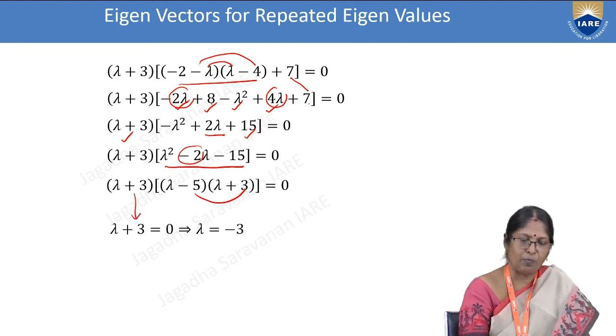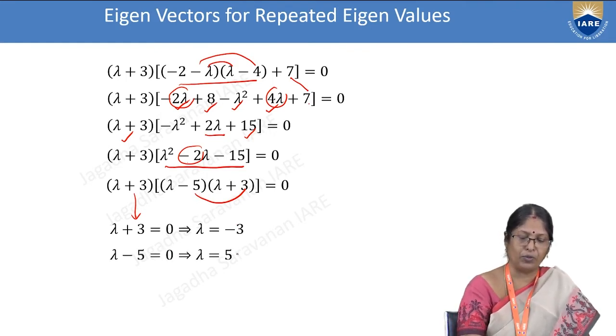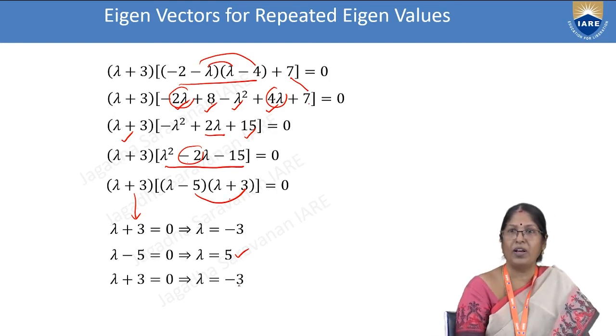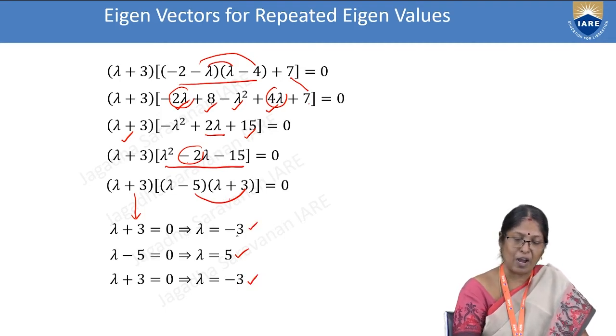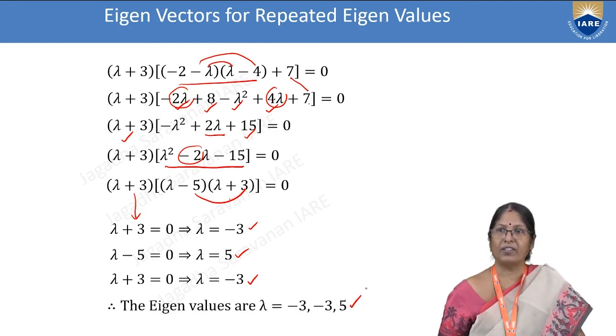Now, lambda plus 3 equal to 0, lambda equal to minus 3. Lambda minus 5 equal to 0, lambda equal to 5. Again, lambda plus 3 equal to 0, lambda equal to minus 3. So the eigenvalues are lambda equal to minus 3, 5, minus 3. Minus 3 is repeated. For the repeated eigenvalues we have to find the eigenvectors. So we got minus 3, minus 3, 5.